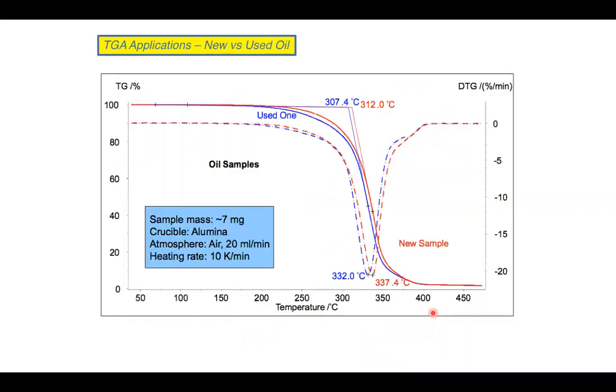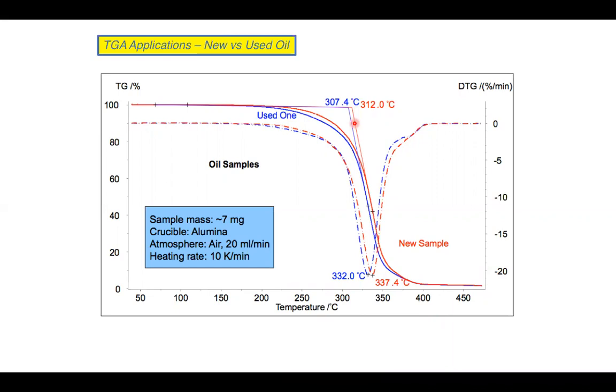So we can also check sample quality. So if you have a certified example of your new product, such as in this case, oil, you can check to see if it is used oil or it is new oil by taking its TGA. And so the blue line here is a used oil sample and the red line is a new sample. So you can see that they have slightly different decomposition temperatures.